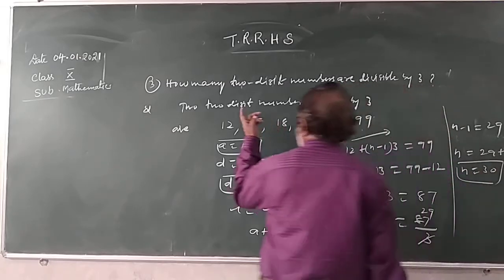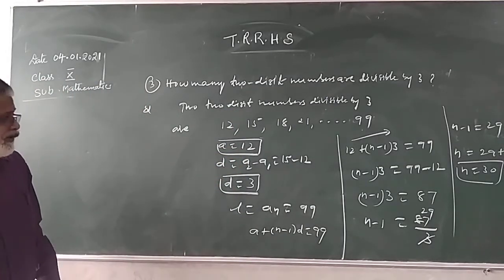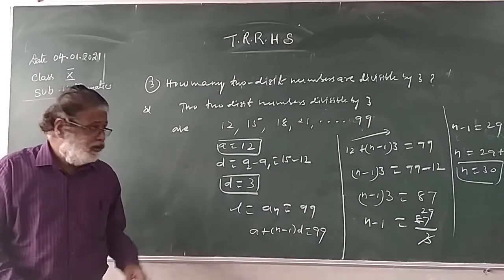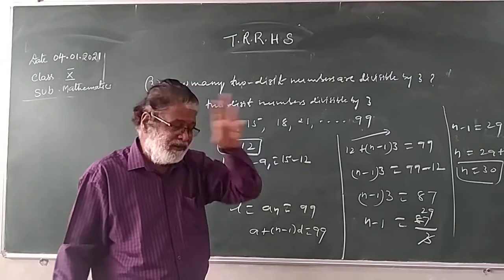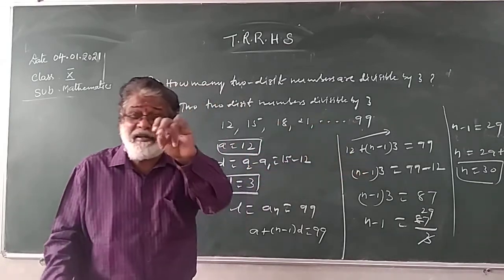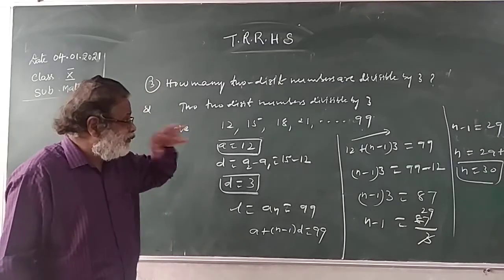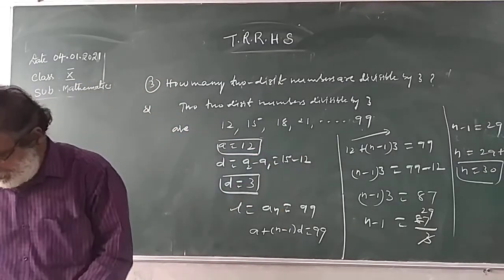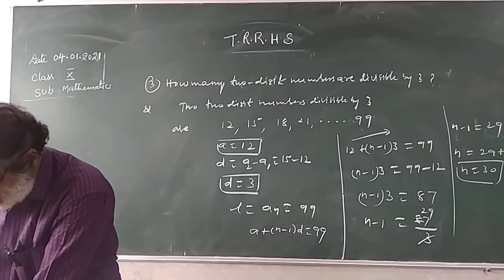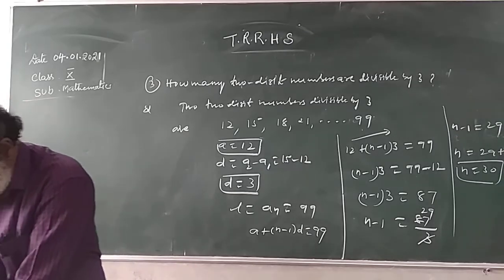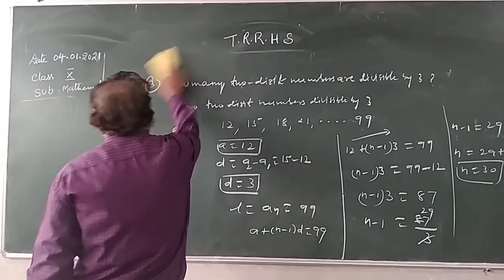So how many 2-digit numbers are divisible by 3? 30. There are 30 2-digit numbers, from 12 to 99: 12, 15, 18, 21, 24, 27, 30, and so on up to 99. The answer is that 30 2-digit numbers are divisible by 3. Children, I hope we clearly understood. Okay, I will give you one more problem here. One more model I will explain.